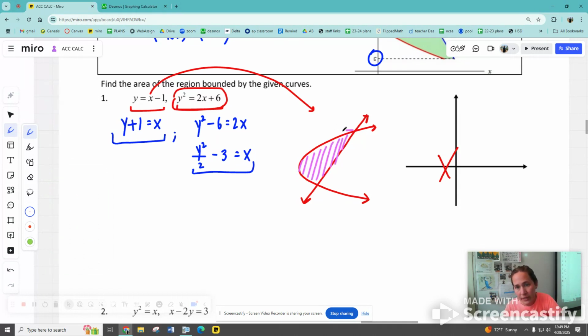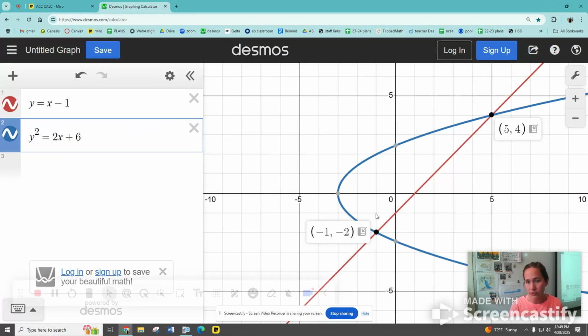And what do we need? We need these two specific y values if we're going to set up this integral. We need limits of integration. Now, one good thing is you've got technology on your side to help you out. So I went in to check these answers. I clicked on intersection points on Desmos for these two relations, and I got these two points, the point (5, 4) and the point (-1, -2).